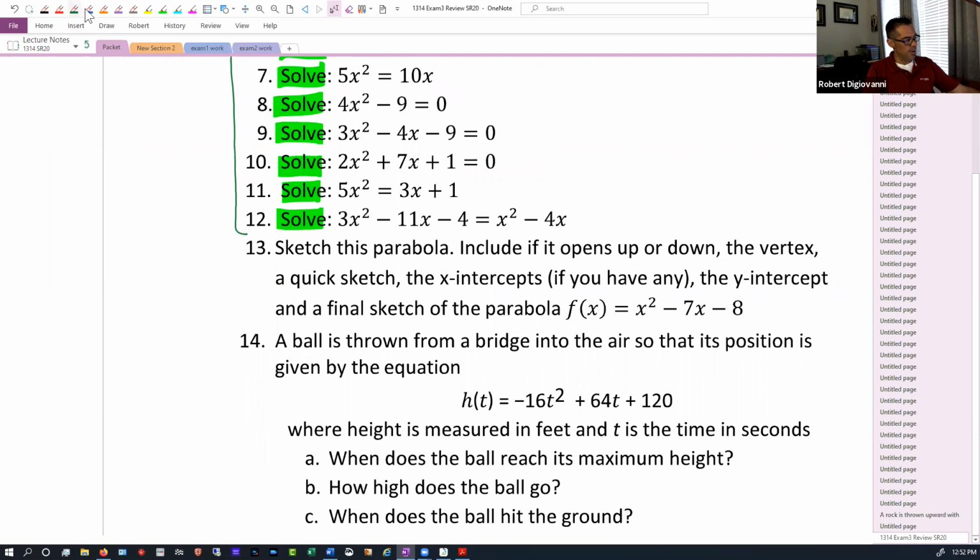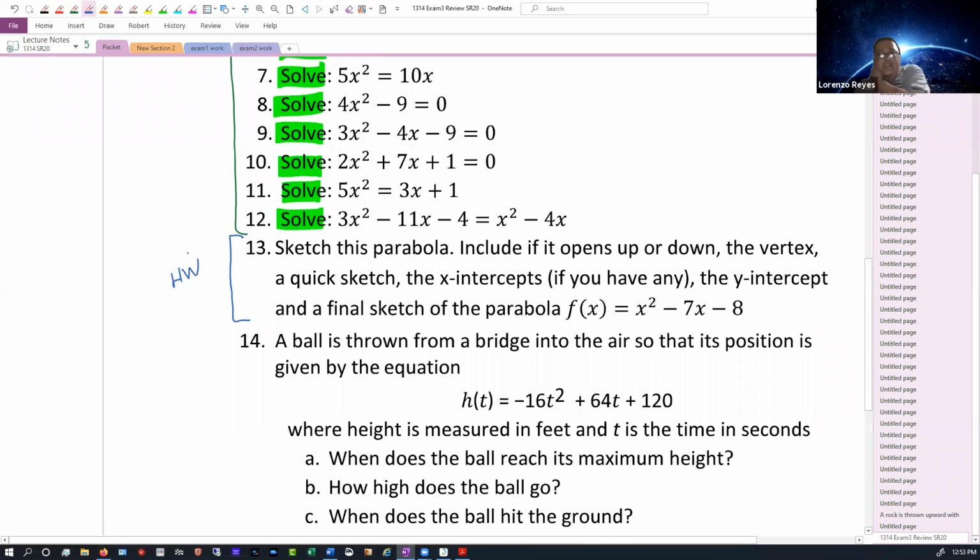Number 13 is a problem involving sketching a parabola. So sketch the parabola, include if it opens up or down, the vertex, quick sketch, x-intercepts if you have any, y-intercept, and then a final sketch. So that's just kind of a little bit of a guide on what you're supposed to do there. And you still need to finish your homework on this also. And that's the one where the H and the K, right? That's the vertex. The vertex is HK. Yeah. But that's what we started class with today. We did a couple of examples of sketching the parabolas.